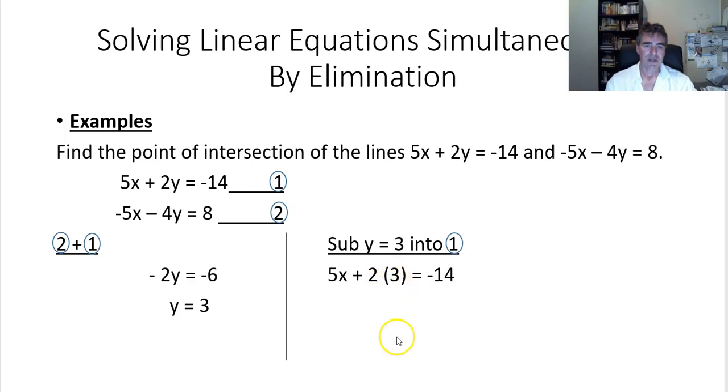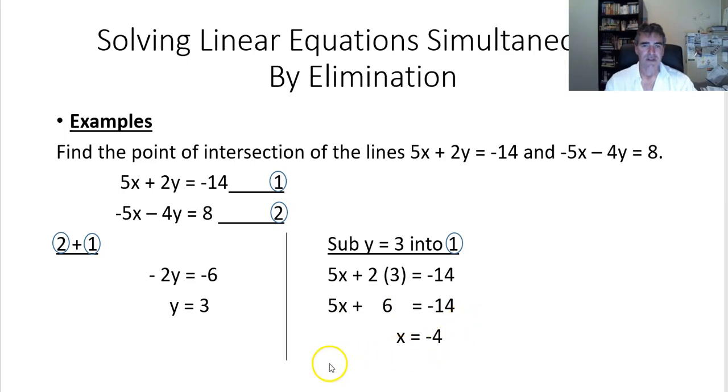2 lots of 3 is 6, so I'm going to end up with a two-step equation, and I'm not going to go through too much of the process. Subtract 6 from both sides. We get 5x equals negative 20, divide both sides by 5, and we get x equals negative 4. So you should be able to do that. Yes, I have skipped some working out there, but by this stage, if you're solving simultaneous equations, you should be able to solve some two-step equations.